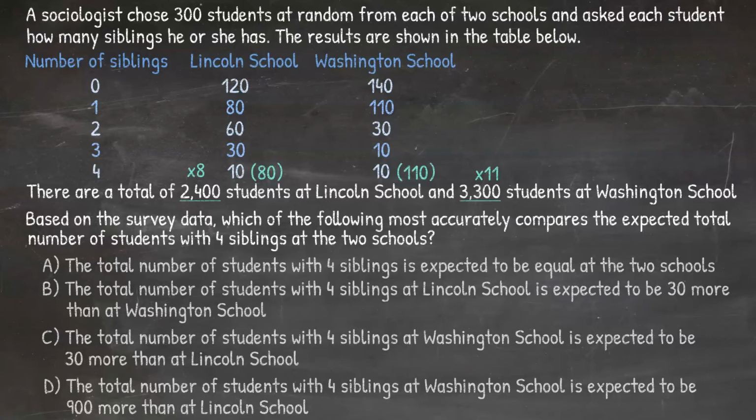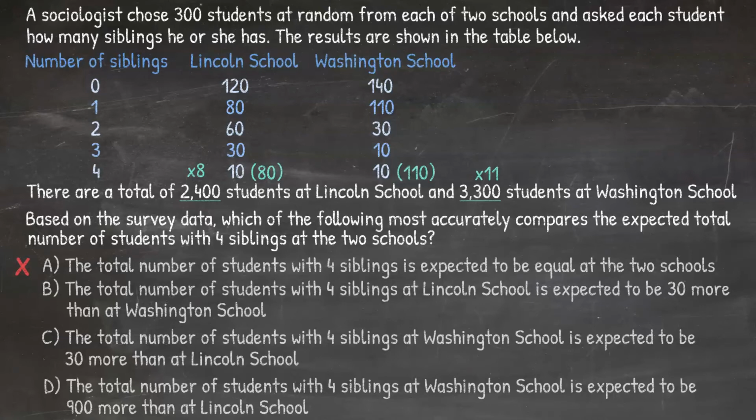In other words, although the proportion of students with 4 siblings is the same at both schools, the total number of students with 4 siblings is different at the two schools. At Lincoln School, it's 80, and at Washington School, it's 110. So answer choice A is incorrect.